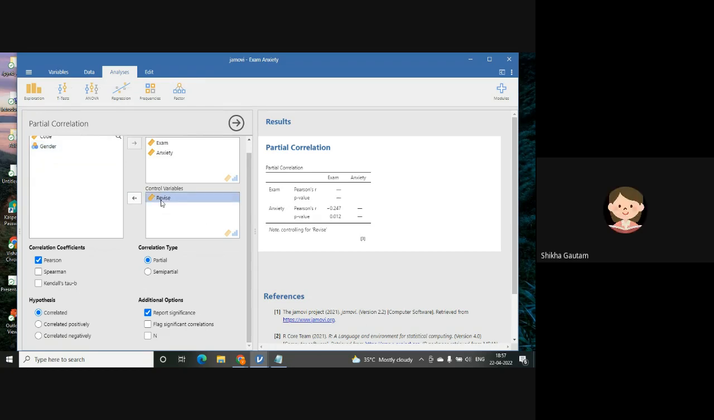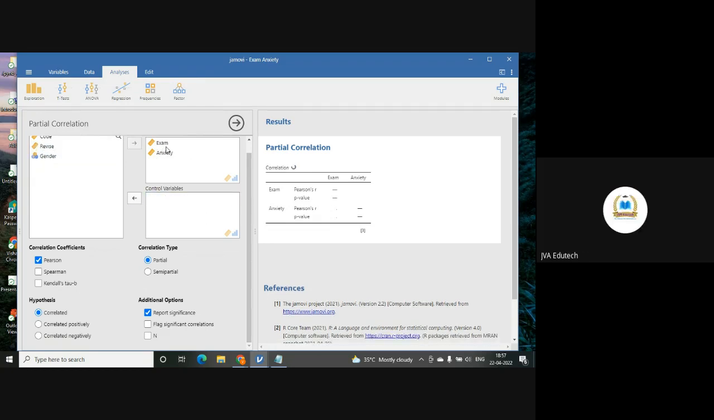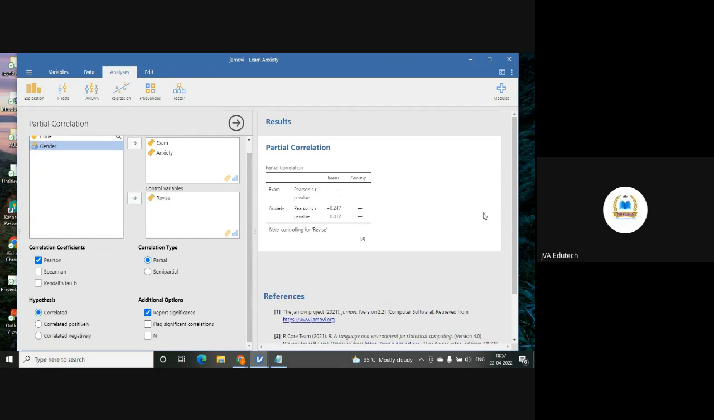Yes, sir. So simply if you see the relationship between exam and anxiety, it will be minus 0.441. But there is a third variable also that might affect this relationship. Let's control it and see what is its impact. When we have controlled this revision, what is happening? Now the relationship has changed. Previously, when anxiety was increasing by 100%, exam performance was decreasing by 44.1%. Now it is decreasing by only 24.7%. So there is some improvement in exam performance when you have controlled the revision time.